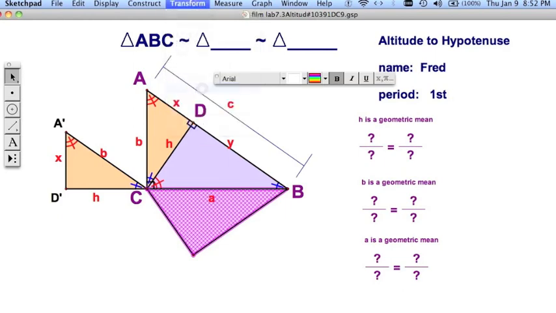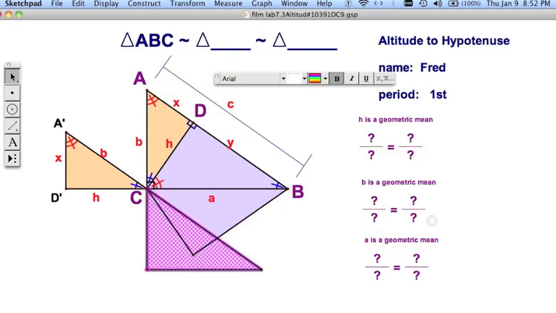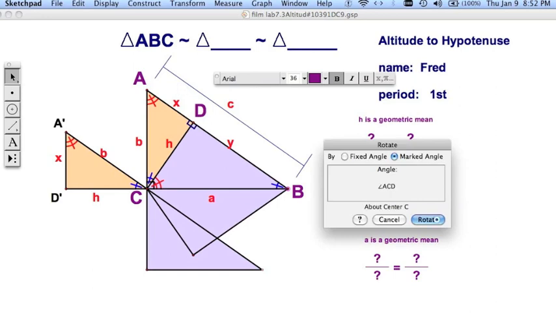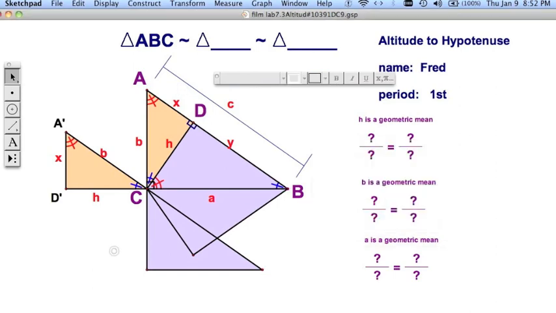Transform, rotate by marked angle. What do you know? I forgot to do it again. Let me just rotate that point. Transform, rotate by marked angle. If I highlight these points, well, that'll be D double prime. Oh, I was putting those in black, but let's be consistent here. And this would be B prime.